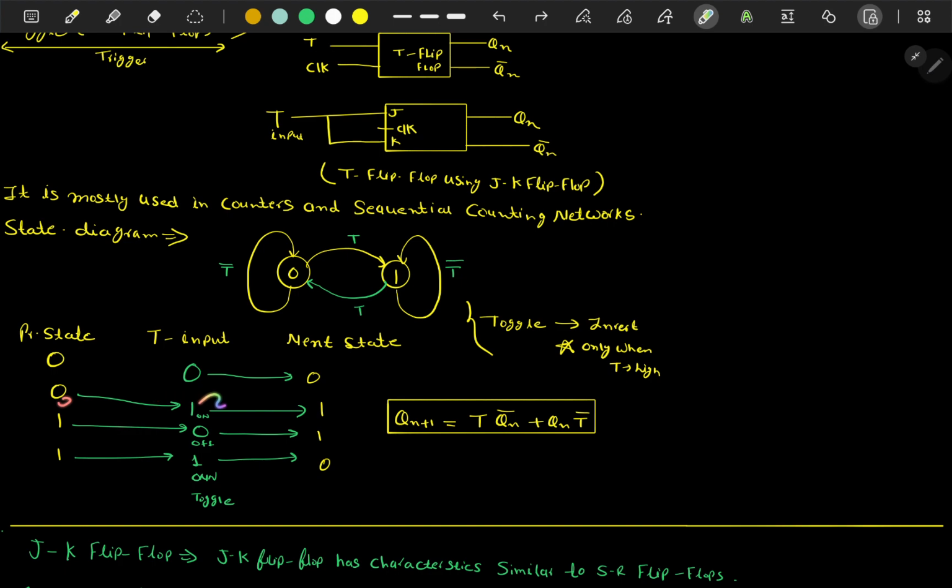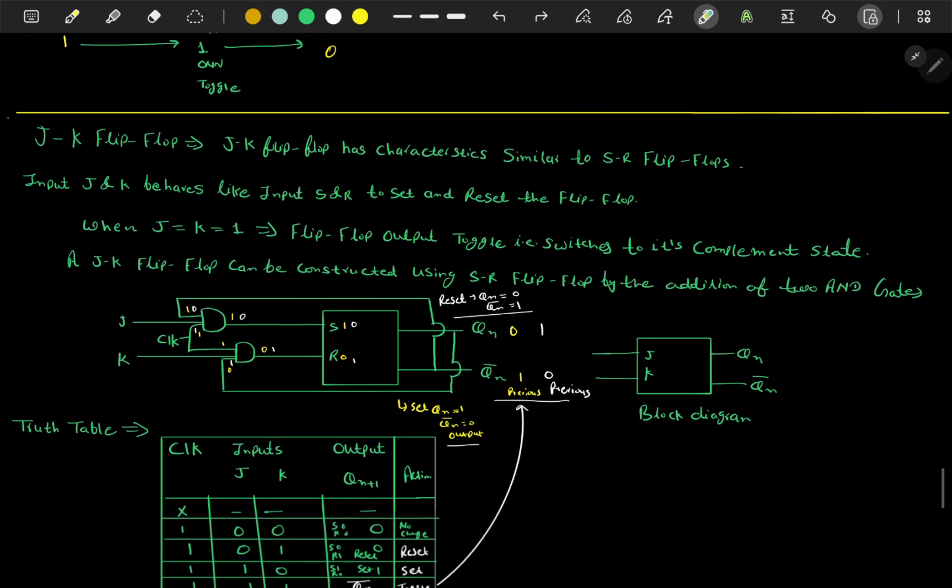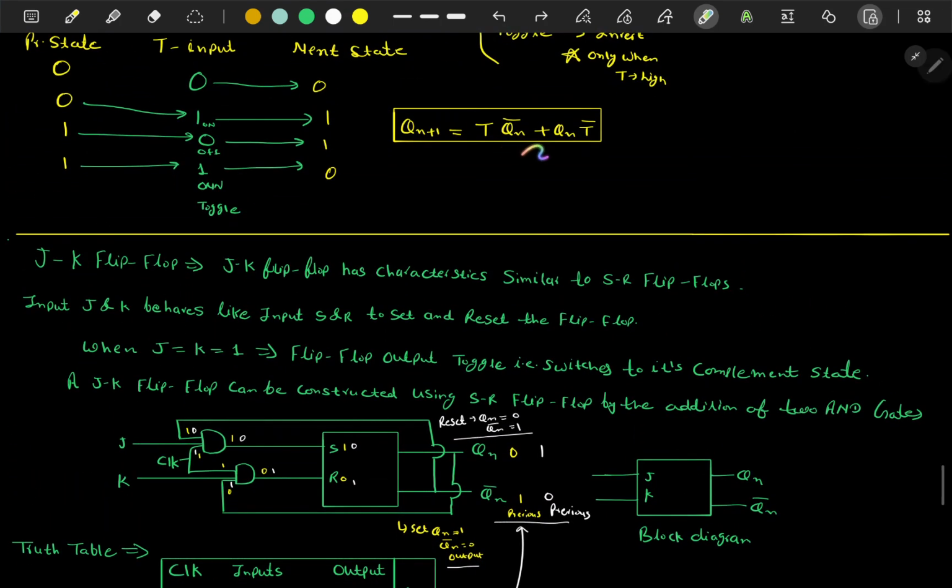And sorry, if present input is 0 and clock is on, then it will be there. But if present input is 1 and clock is on, it will not be able to invert the output. Only when toggle is on and clock is on will it give you the inverse of the previous state. So here is the toggle circuit's characteristic equation: Qn+1 equals T Qn bar plus Qn T bar. Basically the operation of it is the product of sum.